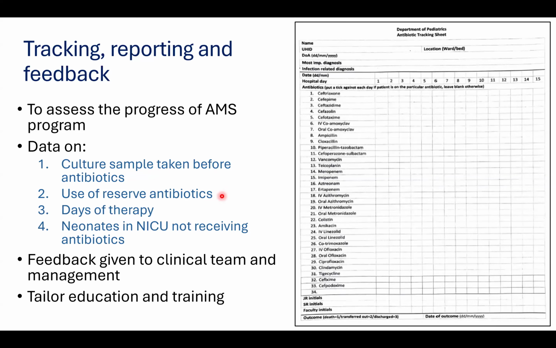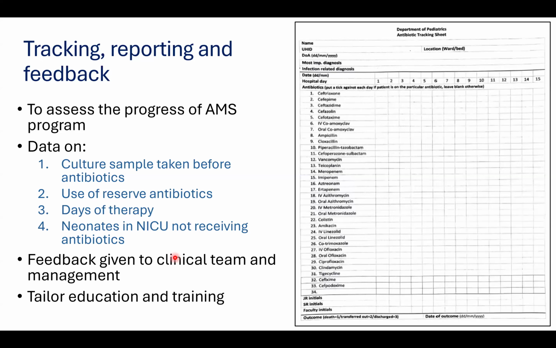Then how many neonates received reserve antibiotics, what was the days of therapy, how many neonates in the NICU. This is especially true for sick NICUs in which most neonates who are admitted would start on antibiotics. So you can have a reverse sort of a thing in which how many neonates are not receiving antibiotics, so that you can aim that I can increase this number. So this feedback, this data is continuously collected by the AMS team, and this feedback is given to the clinical team and the management so that they can give specific feedback to the team.